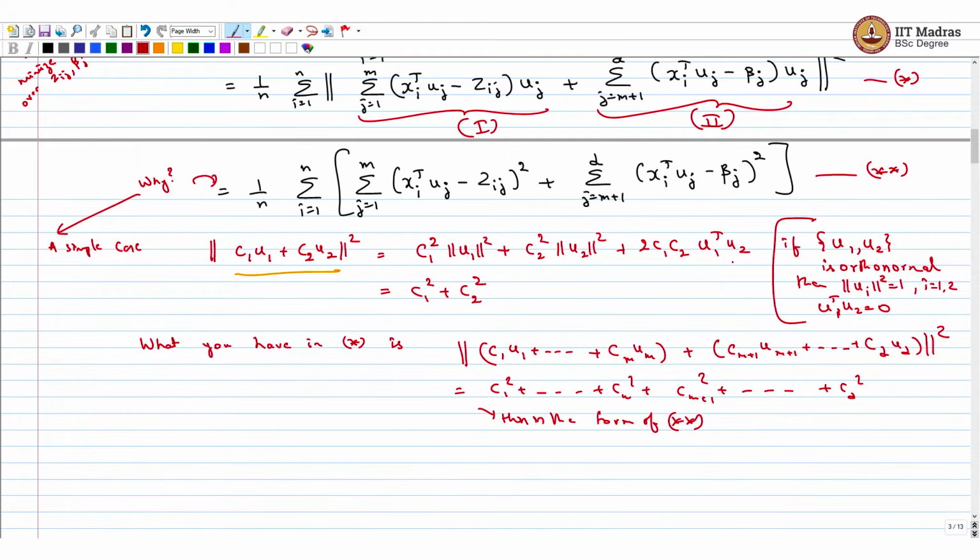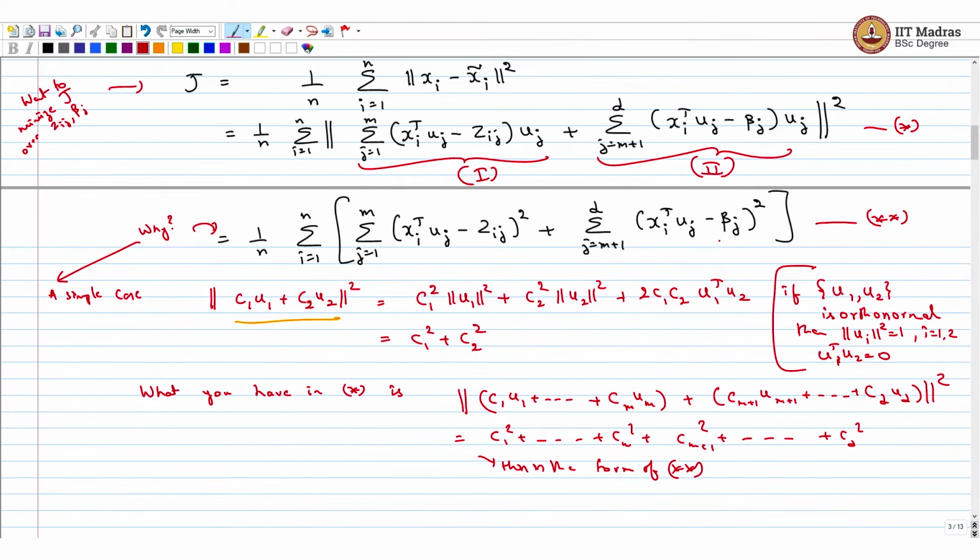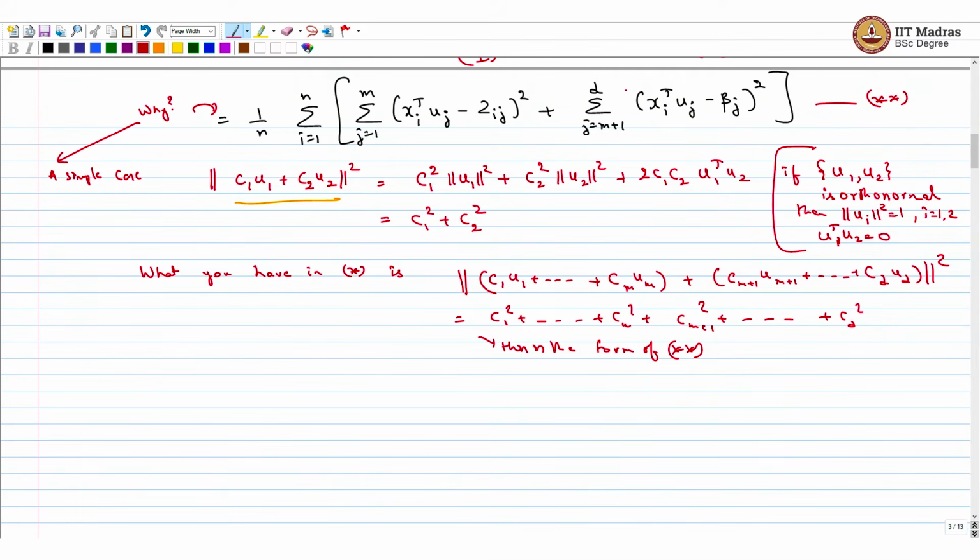Simply because you have an orthonormal basis, the cross terms vanish, and for each of the individual terms, since the ui's are all unit norm, you get the individual squares. So we have, so let's get back to PCA.